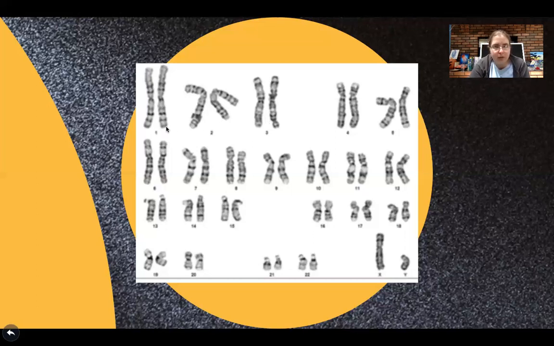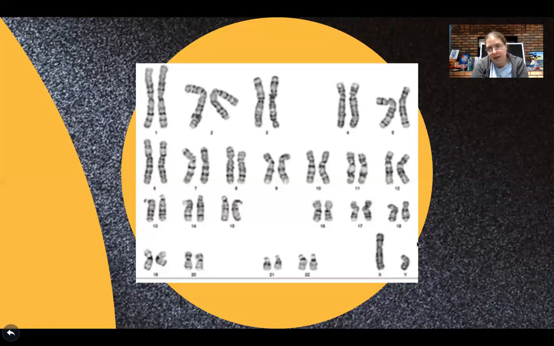Now, when we did this, we looked through, and we got 22 pairs of autosomes, no more, no less. We don't have 3 of one, like a third 21st chromosome, which would lead to Down syndrome. We're not missing one of the sex chromosomes. So we're good. We have normal chromosomes, a normal karyotype, and we can also tell the sex of the individual.